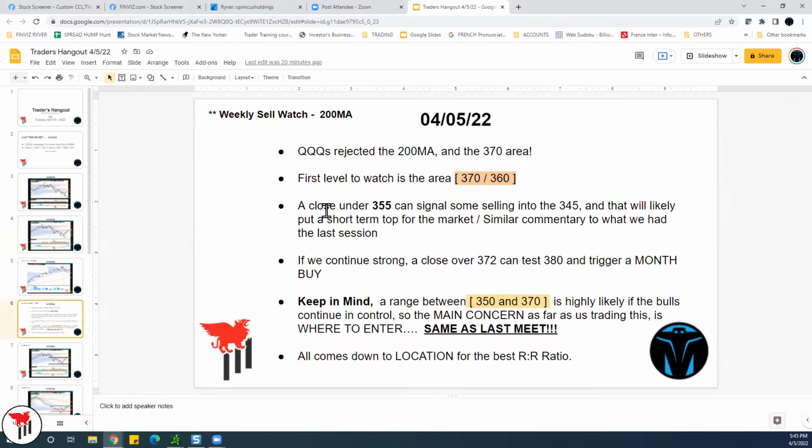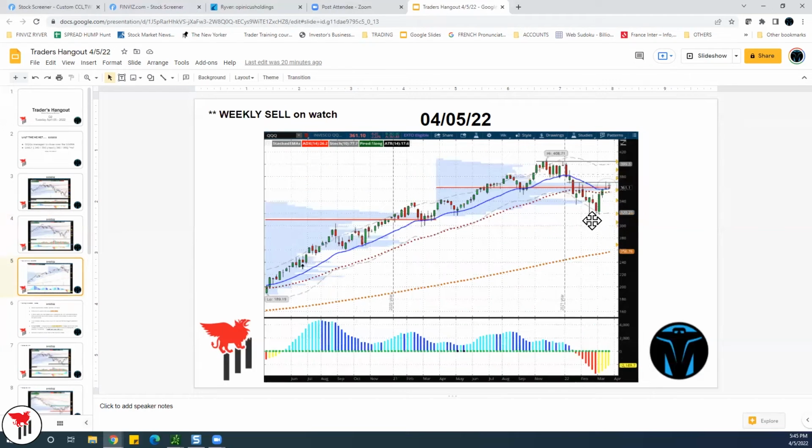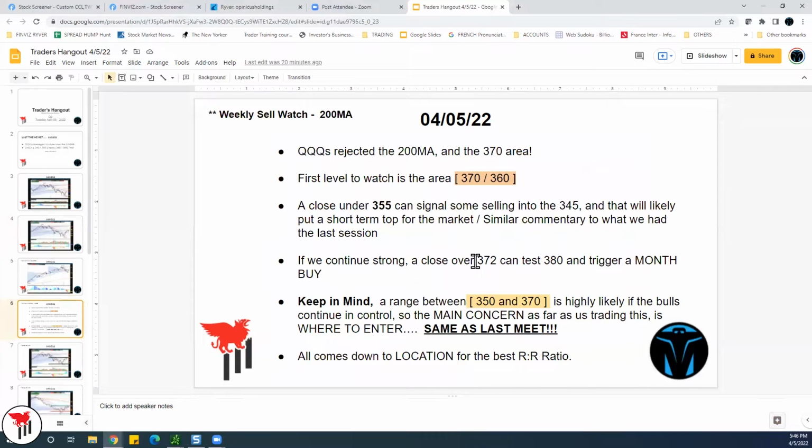So a close under 355 can signal some selling into 345. Why 345? Come back to your charts and right here, 345. I think we saw it in the weekly. You see a 340, 340, 345 right there. That's the tail from this one, 340, 343, 345, okay? So that's where we go.